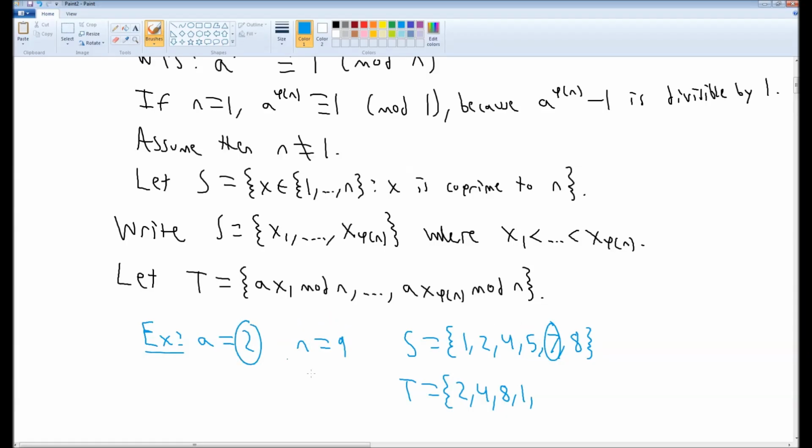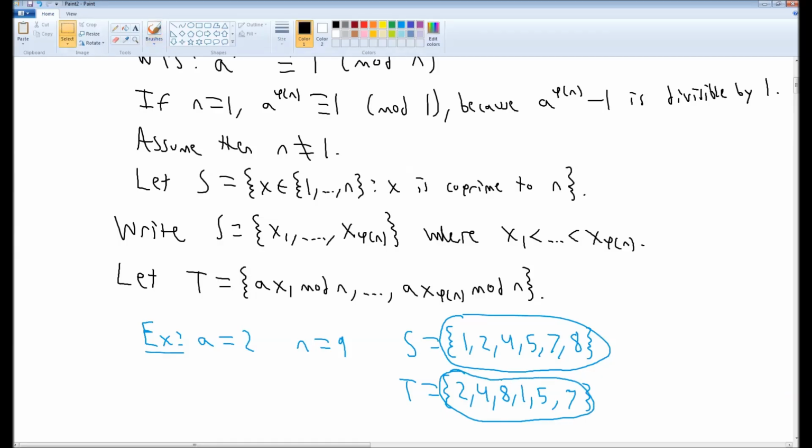7 times 2 is 14. Reduce that mod 9, you get 5. 8 times 2 is 16. Reduce that mod 9, you get 7. And notice these two sets are equal. They have the same exact elements, even though they're written in a different order. It turns out that's not a coincidence. Let's try to prove that this happens in general.